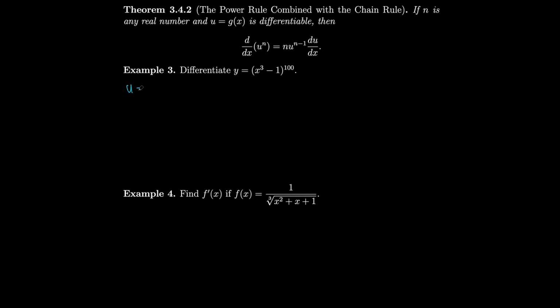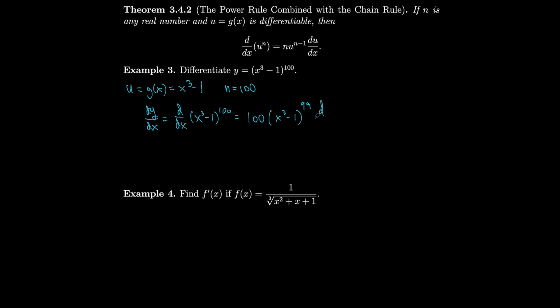So if u equals g of x is equal to x cubed minus 1, then n would be 100 in this case, because we have x cubed minus 1 to the 100th power. So by our theorem, dy dx would equal the derivative of x cubed minus 1 to the 100. The 100 would hop out in front, just like with the power rule. We're pretending that the x cubed minus 1 is basically just a single variable. So that stays, and then it goes to the 99th power.